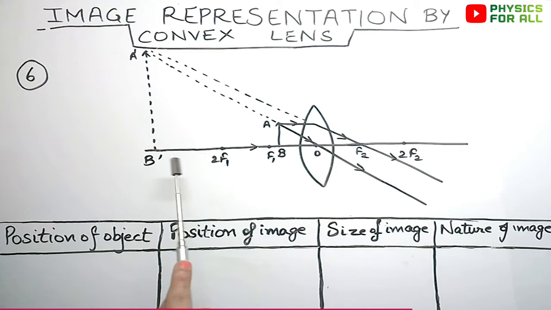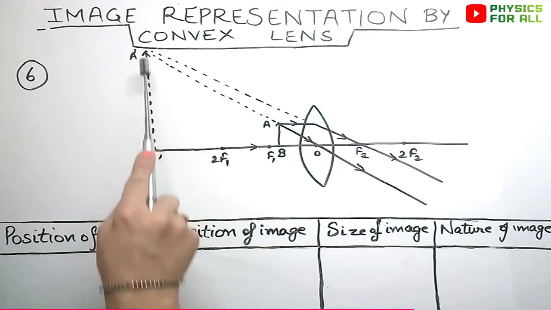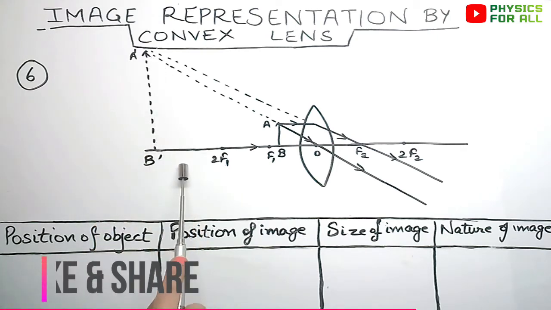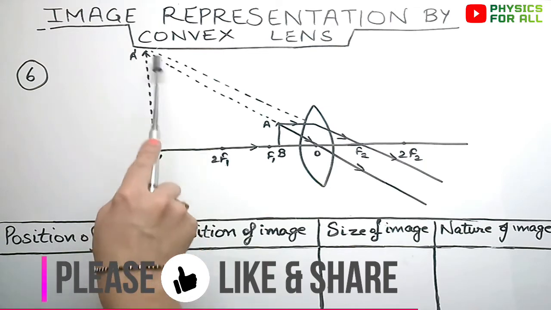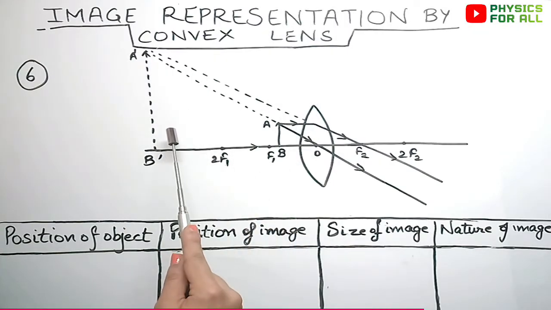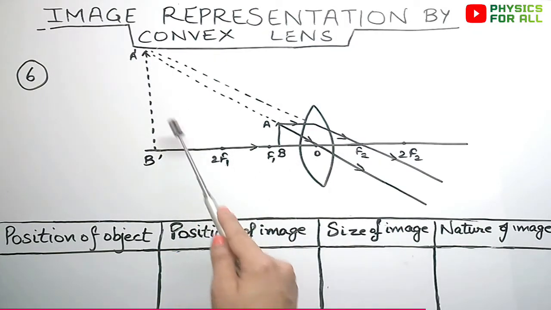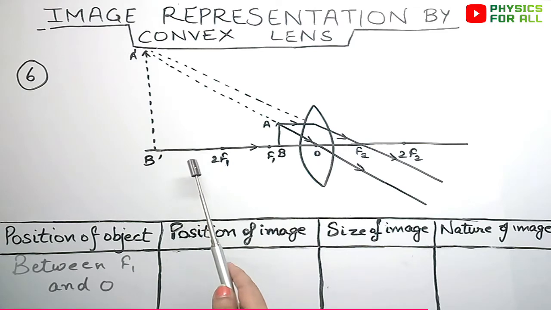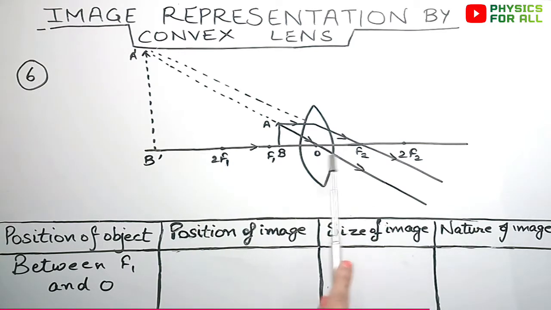Now, since the point of intersection lies above the principal axis, this is going to be an erect image. And as you can see, the image is also forming to the left side of the lens, so it is going to be virtual. Erect image is always virtual. So here the object is placed between focus and optical center.